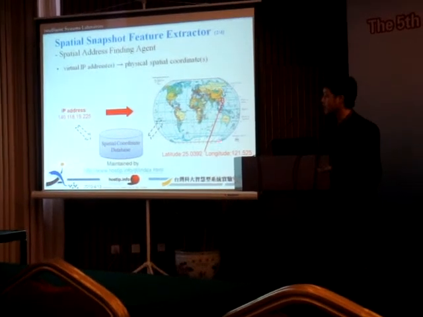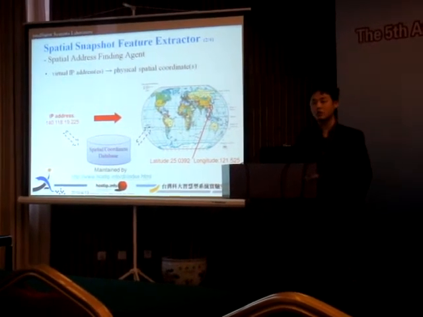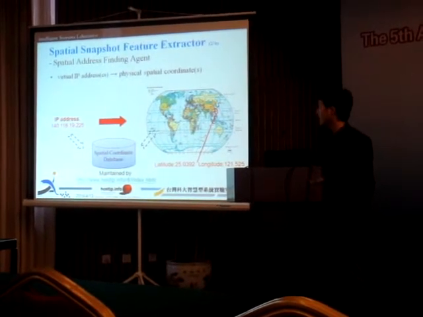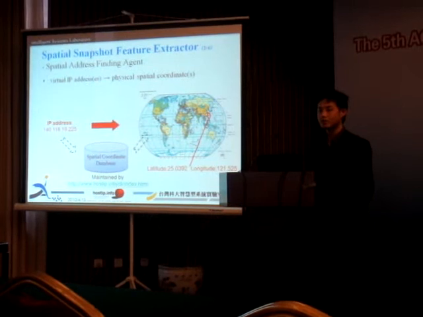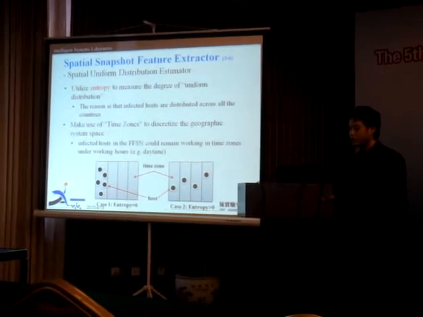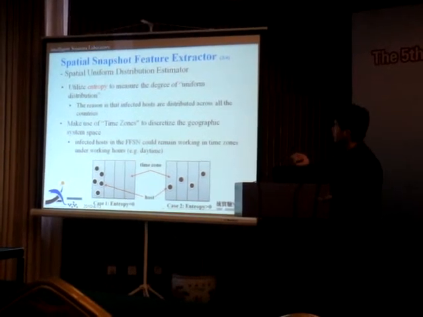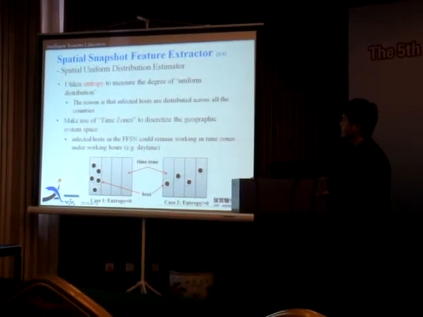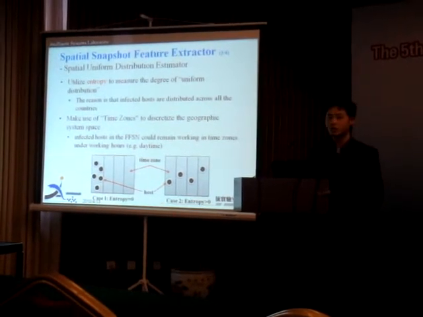You can download the full spatial coordinate database into your local site to reduce your detection time. And then we get the latitude and the longitude edges. After that, we want to measure the spatial snapshot features. We use entropy to measure the degree of uniform distribution.